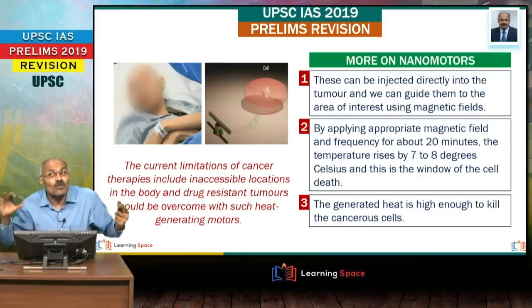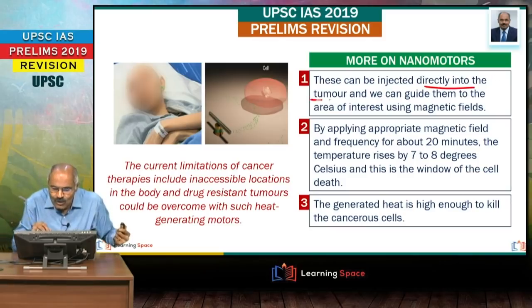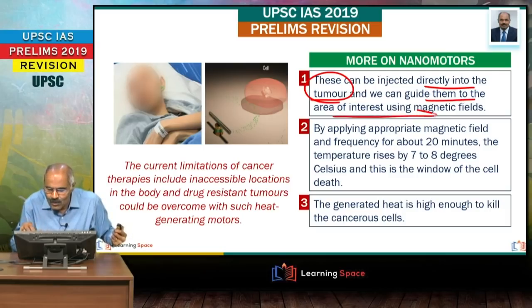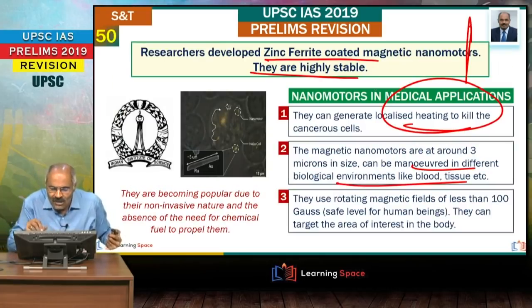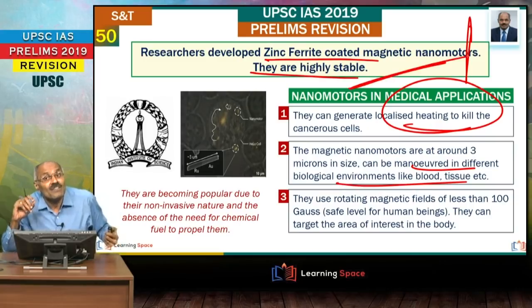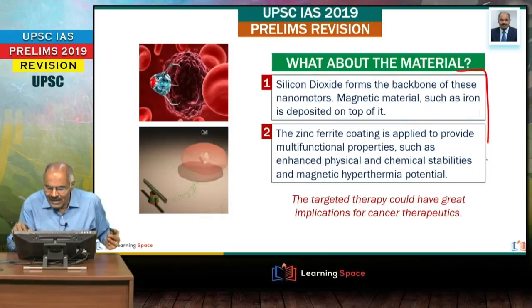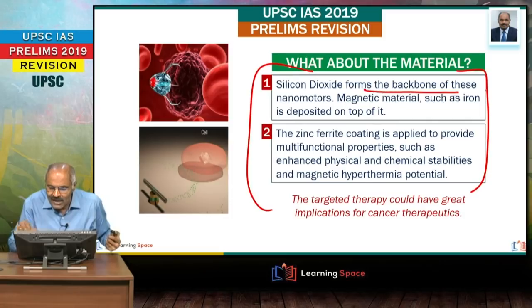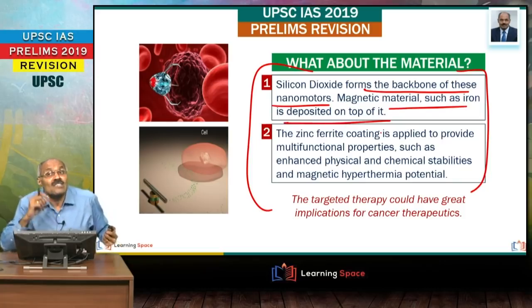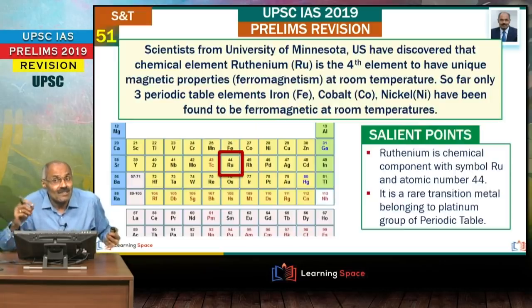Right friends, these nanomotors can be injected directly into the tumor, that means directly into the cancer cell, and we can guide them to the area by using magnetic fields. Right friends, here the temperature can be raised by 7 to 8 degrees Celsius. So therefore, if somebody is talking about these nanomotors, please don't forget, they will be highly beneficial in cancer treatment, right? And with regard to the material, I have mentioned here silicon dioxide, that is the backbone of these nanomotors, and magnetic material is deposited on top of it. Right friends, let us leave this discussion here.